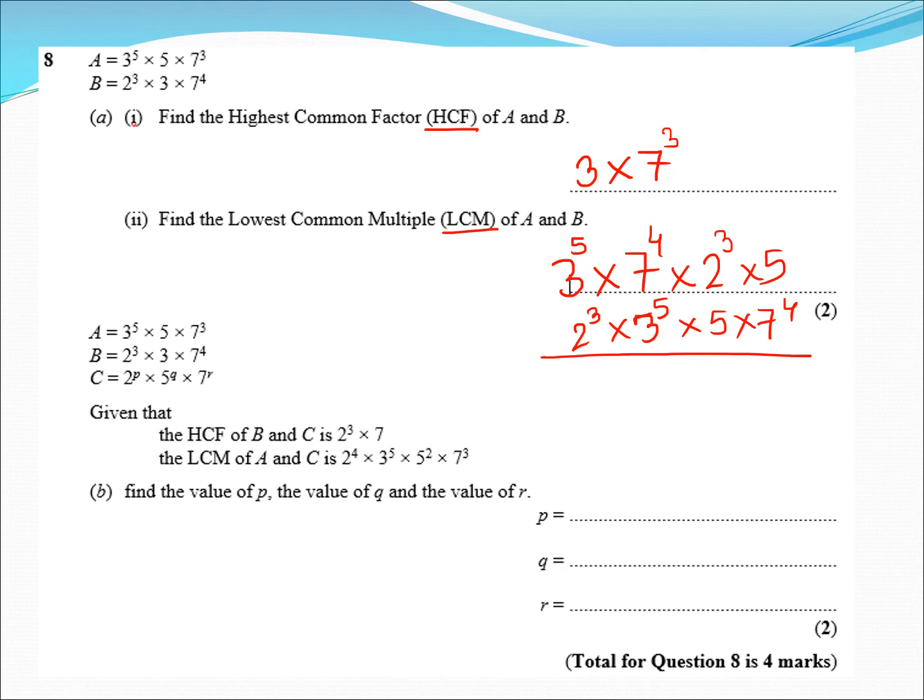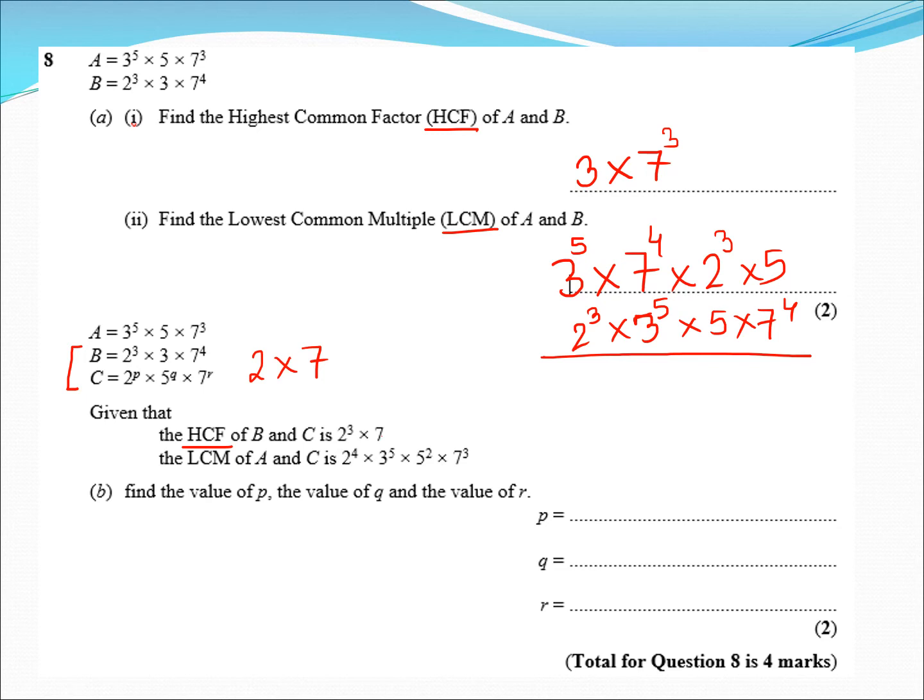Okay, now the next question, we have to use this concept to identify some missing values. So it says given that HCF of B and C is 2 cubed times 7. So we're looking at these two numbers. The highest common factor is 2 cubed times 7. So obviously from these two I am getting 2 times 7, and because this is HCF, I have picked the lowest power. So it says 2 cubed times 7.